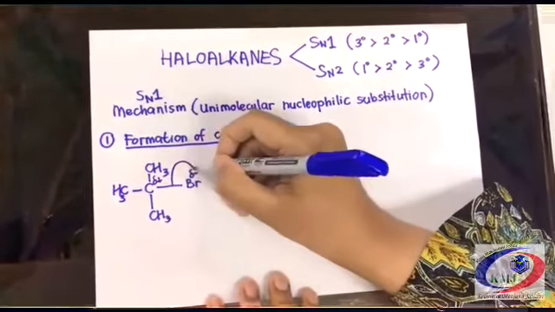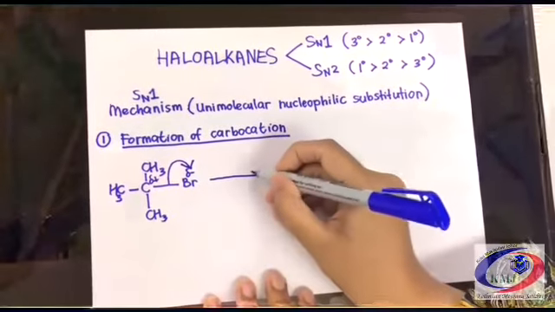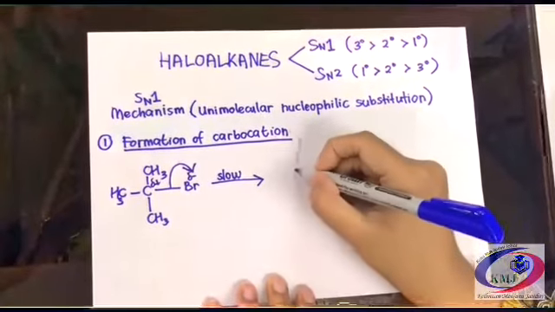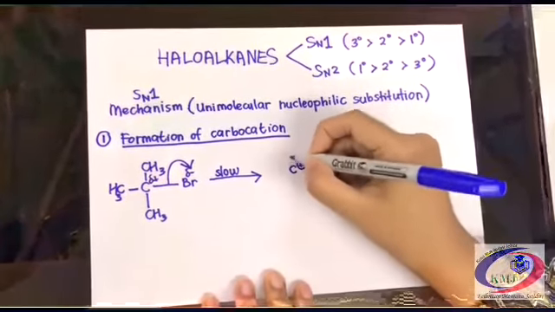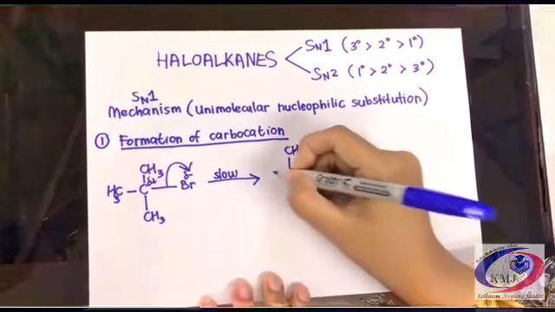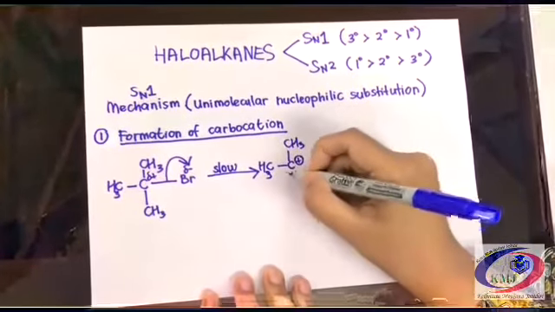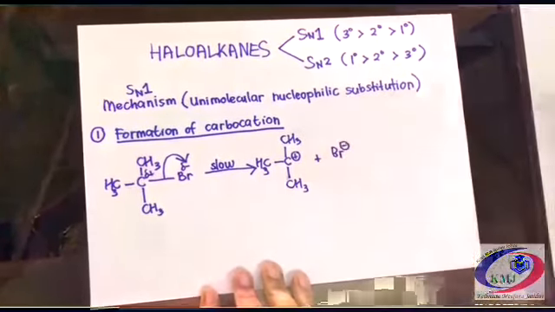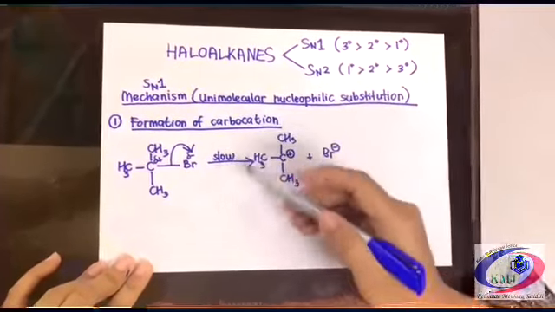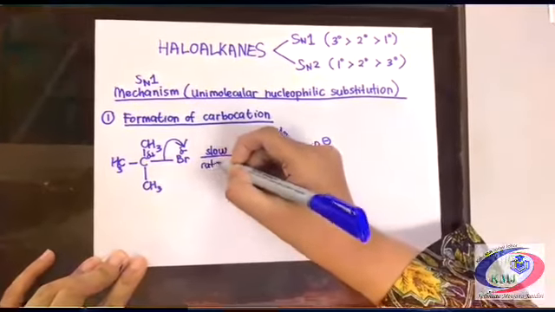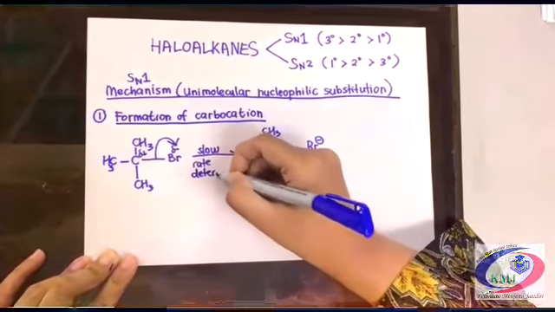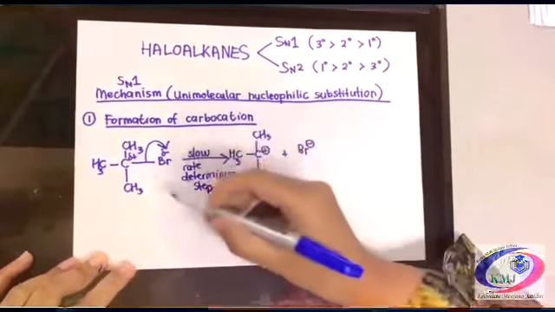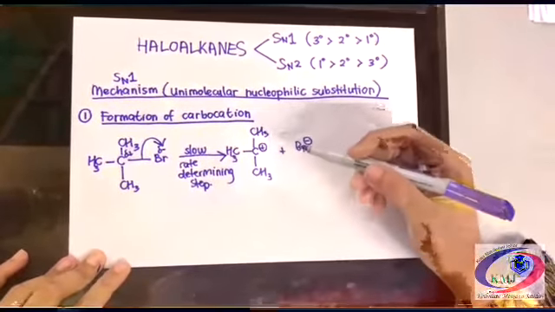So this bond will break and undergo the rate determining step, which is a slow process. Then it will become our designated product, which is the carbocation, and the Br negative. This step is a slow step, which we call the rate determining step. The rate of reaction will involve only the concentration of the haloalkane.